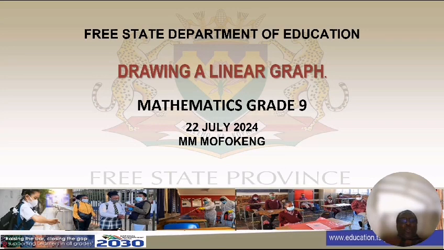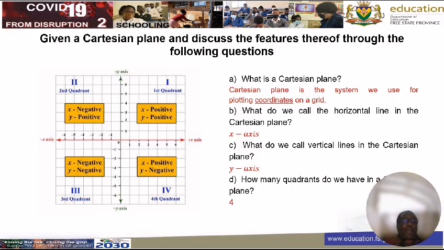Today we are going to draw a linear graph. Before we start drawing the linear graph, we need to discuss a Cartesian plane and its features. What is a Cartesian plane? A Cartesian plane is the system we use for plotting coordinates on the grid.